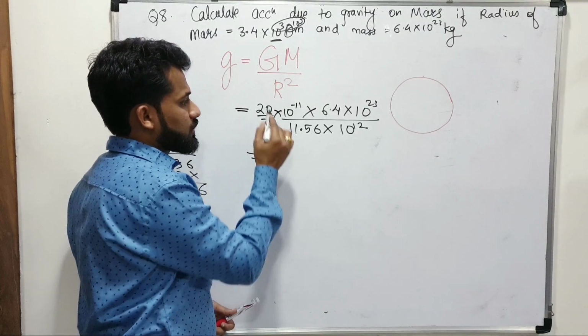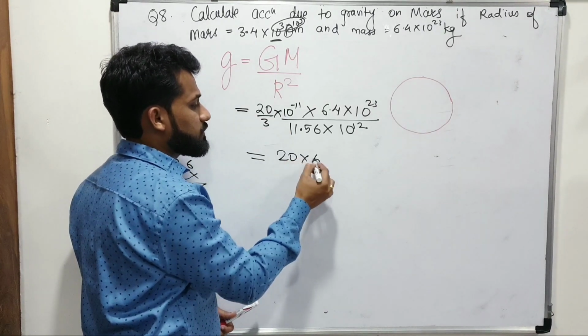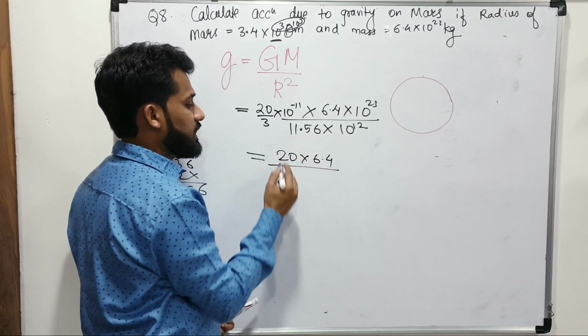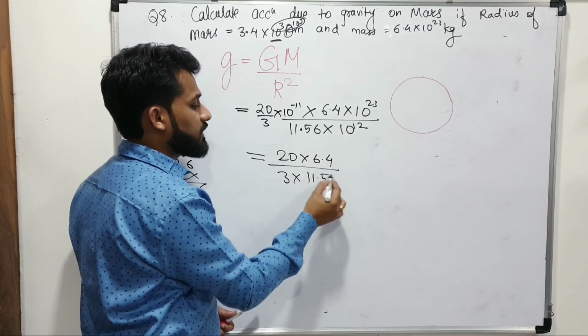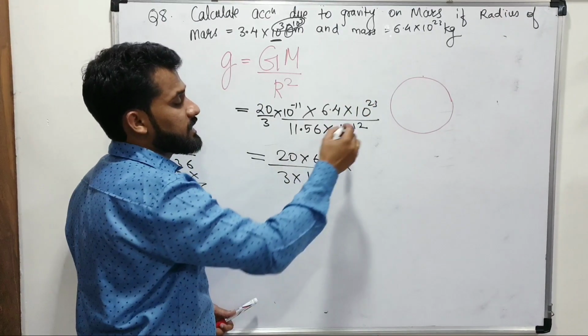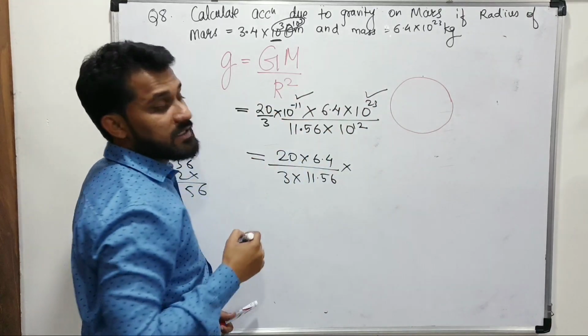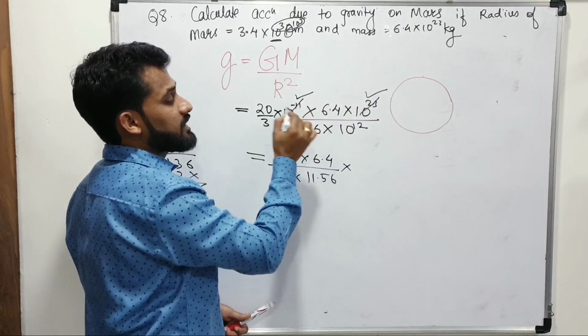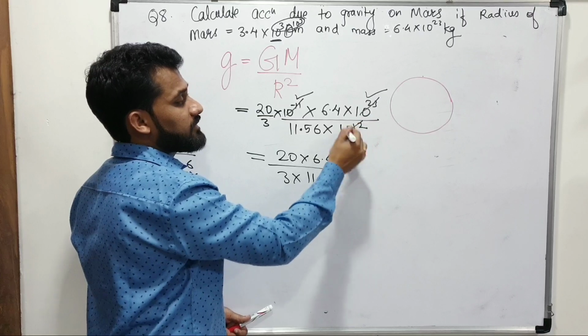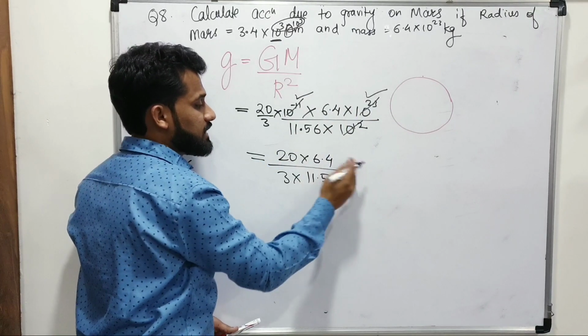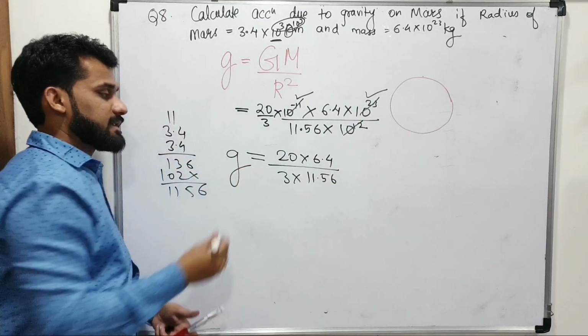So 20 into 6.4 upon 3 into 11.56, with all the powers: this is 23, this is minus 11. So 23 minus 11 is 12, and this 12 will cancel. So all the powers will cancel and nothing is left here. This is the acceleration due to gravity.